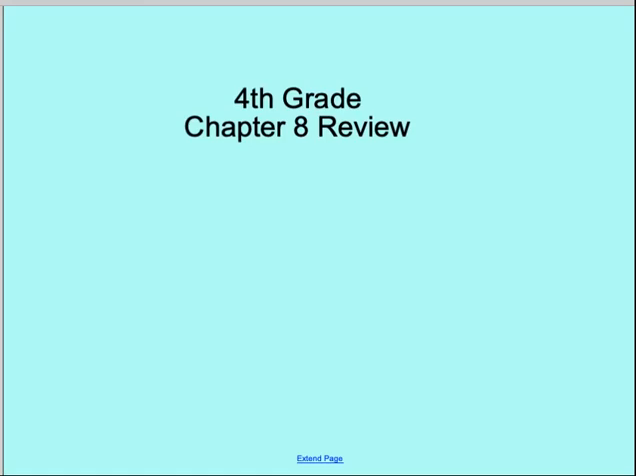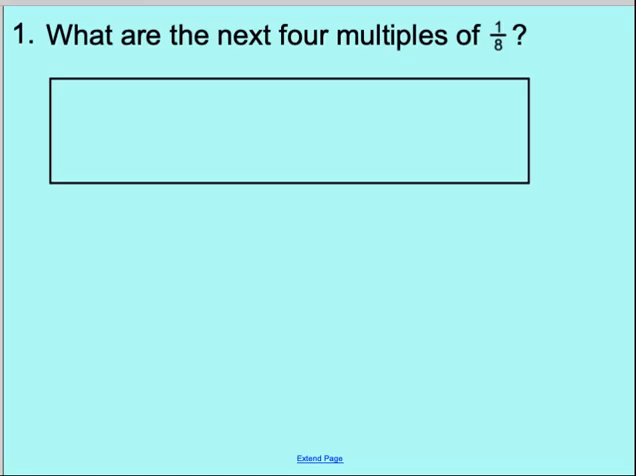So let's get started. Question number 1 says, what are the next 4 multiples of 1/8? And I want you to remember, a multiple is what you say when you count by a number. For example, multiples of 10 would be 10, 20, 30, and so on. So multiples of 1/8 would be 1/8. Okay, but it says the next 4.